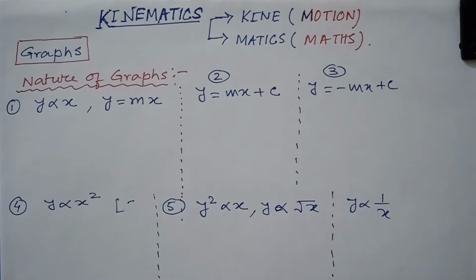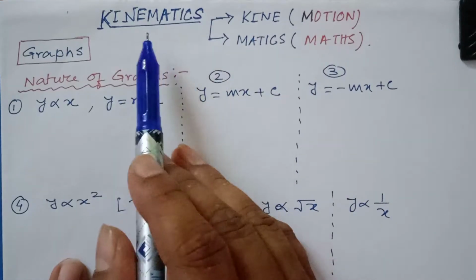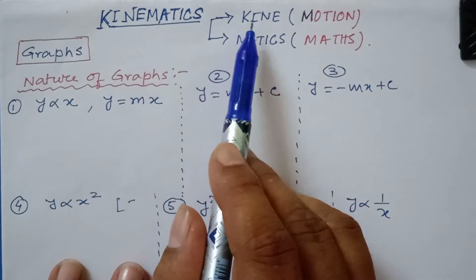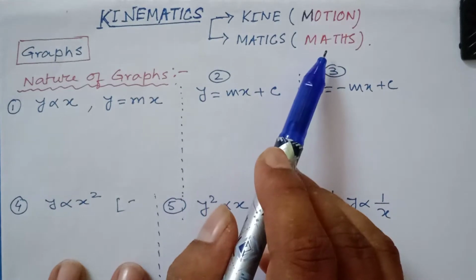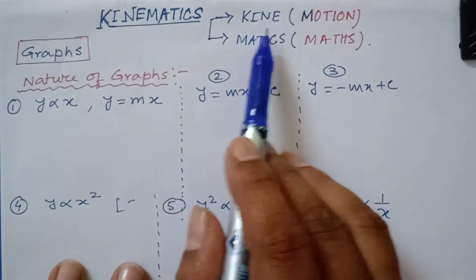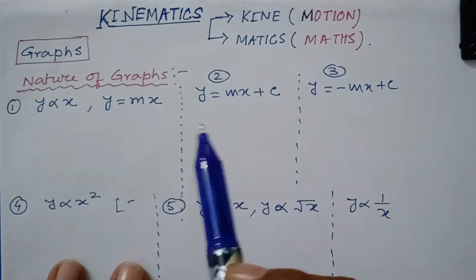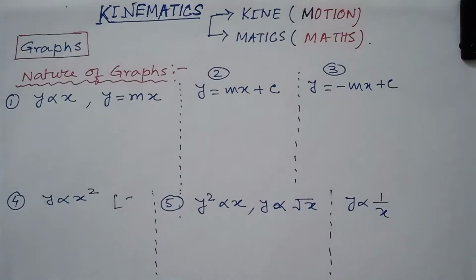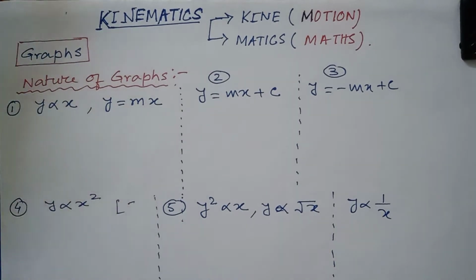Kinematics. Okay, students, so our today's topic is kinematics. If you divide these two words, then kine means motion and matics means maths. So kinematics means motion and maths. So you can calculate with the help of mathematics the motions of the particles. That's why the chapter name is kinematics. Now, before we start kinematics, first of all, you have to go through some nature of the graphs.